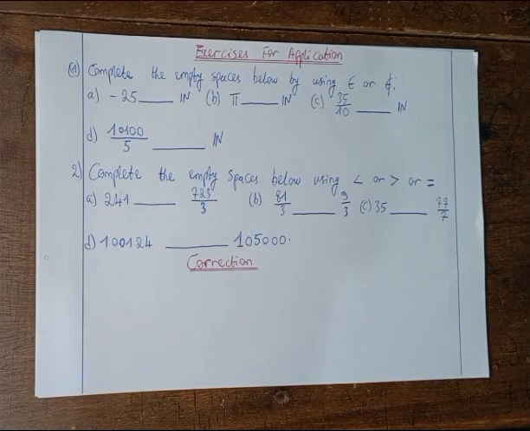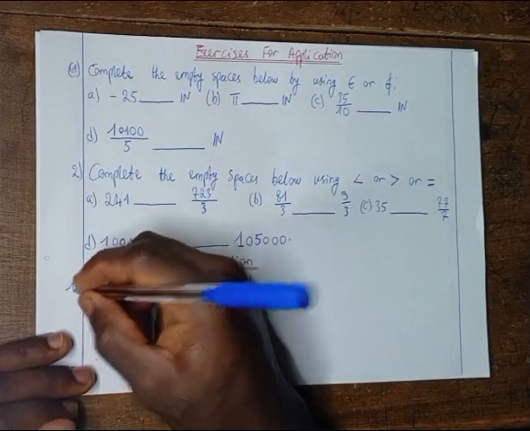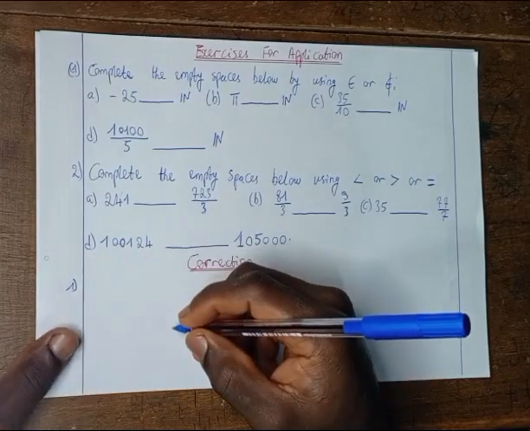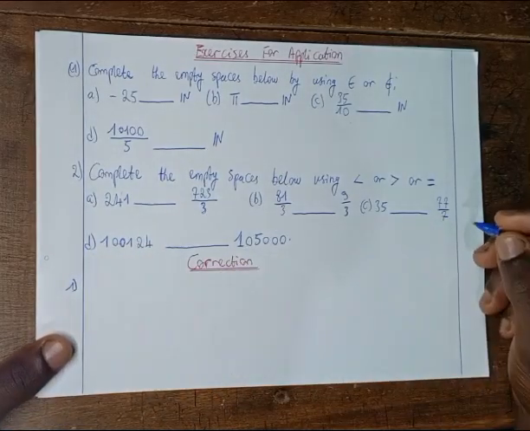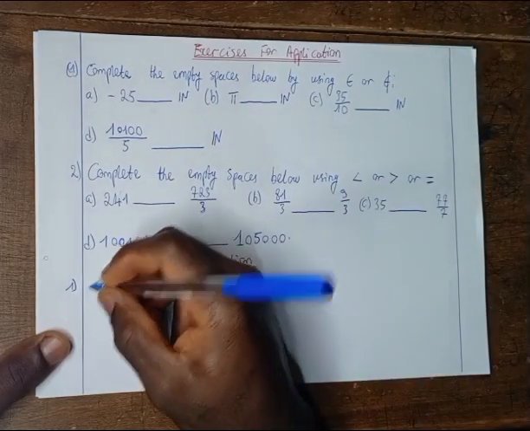We are going to start by correcting the following exercises for application we left last time on the set of natural numbers and the comparison of natural numbers. Question 1 says, complete the empty spaces below by using belongs to or does not belong to.